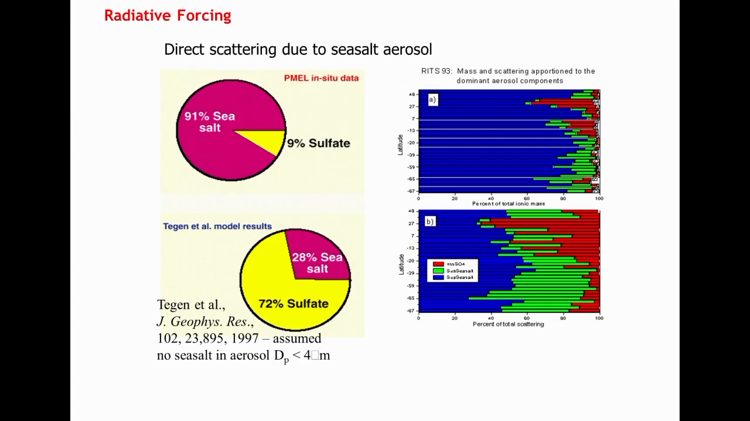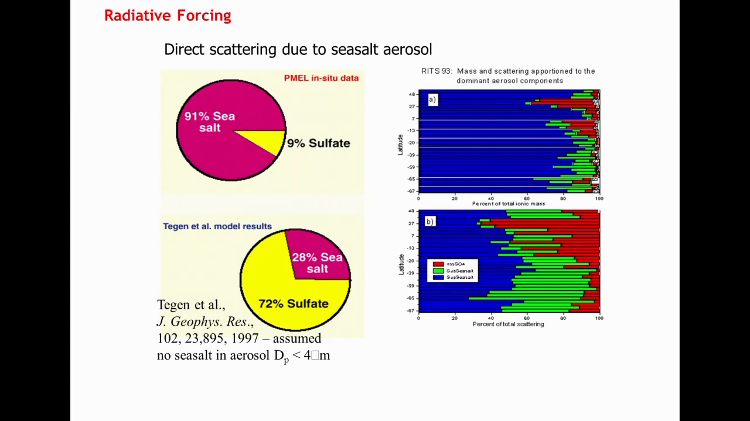That model says that there is no sea salt in particles less than 4 microns. So the 91% of sea salt in the top, which is the observations, is because there's a lot of sea salt in the small size fraction. In the model, it's assumed that the small size fraction is all made of sulfate. So you can see that if you have a certain amount of ionic mass attributable to a certain compound, you can attribute a certain amount of the scattering. So when we make predictions and measurements of the scattering, you need to know what the relative contribution of the different components is.